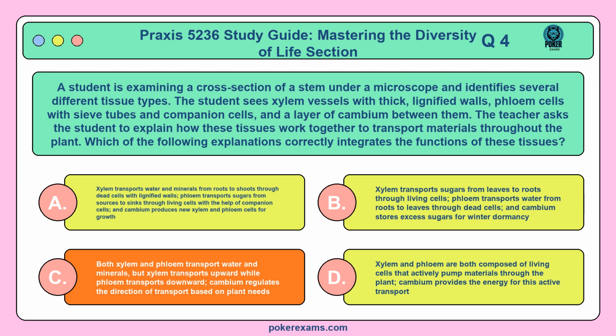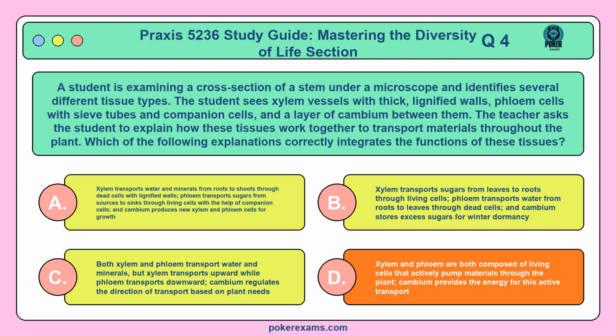C. Both xylem and phloem transport water and minerals, but xylem transports upward while phloem transports downward. Cambium regulates the direction of transport based on plant needs. Or D. Xylem and phloem are both composed of living cells that actively pump materials through the plant. Cambium provides the energy for this active transport.